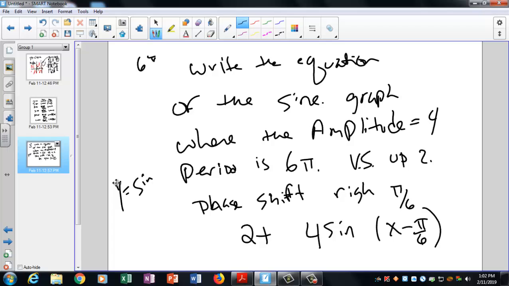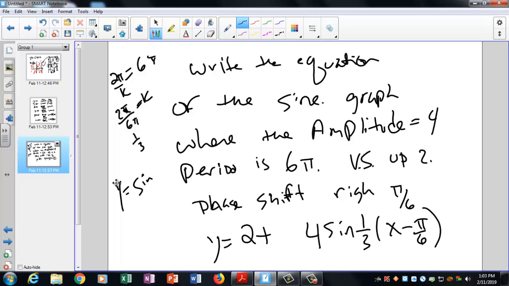So if the period is 6 pi, the original period is 2 pi divided by k, right? Well, what would k have to be? k would be equal to 2 pi divided by 6 pi, which is 1/3. So this is 1/3. And that's the equation. Could you put the plus 2 at the end? You can put the plus 2 at the end of the problem too.